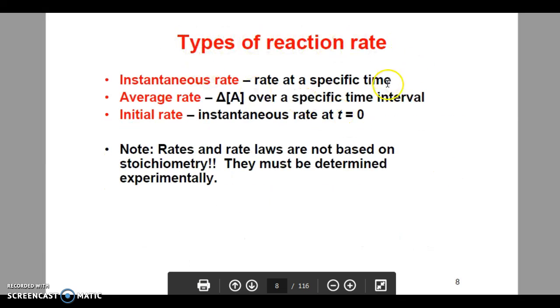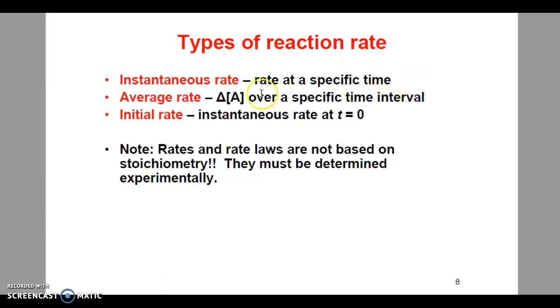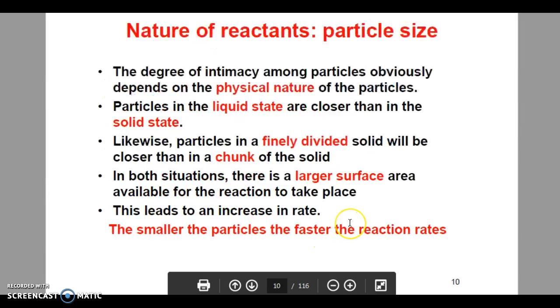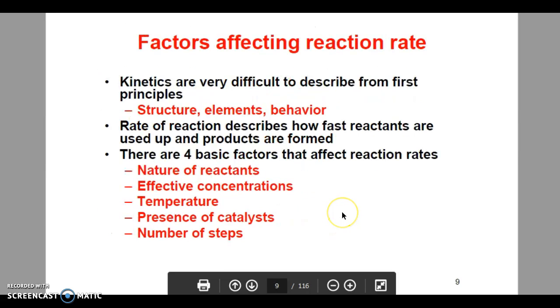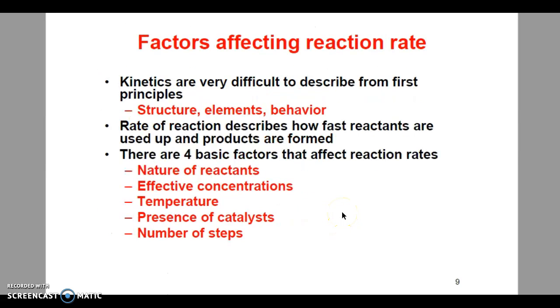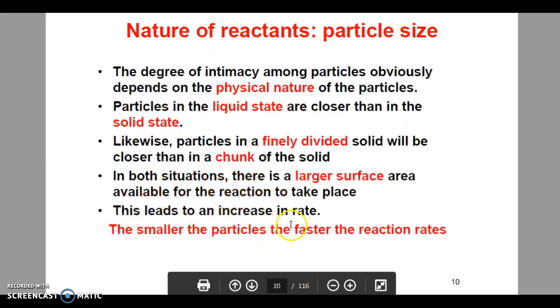Types of reaction rate: instantaneous rate, the rate at a specific time, and average rate, delta A over a specific time interval. Initial rate is the instantaneous rate at t equal to 0, that means where time is equal to 0. The rate of a reaction depends upon various factors. The factors which affect reaction rate are nature of reactants, effective concentrations, temperature, presence of catalyst, and number of steps.